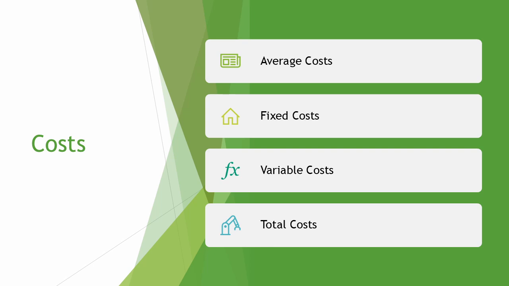Average costs are the total cost divided by the number of units produced, representing the cost per unit. Fixed costs are costs that stay the same regardless of the amount produced or sold. Variable costs change with the amount produced and are calculated by taking the fixed costs away from the total costs. Total costs are the sum of fixed and variable costs.